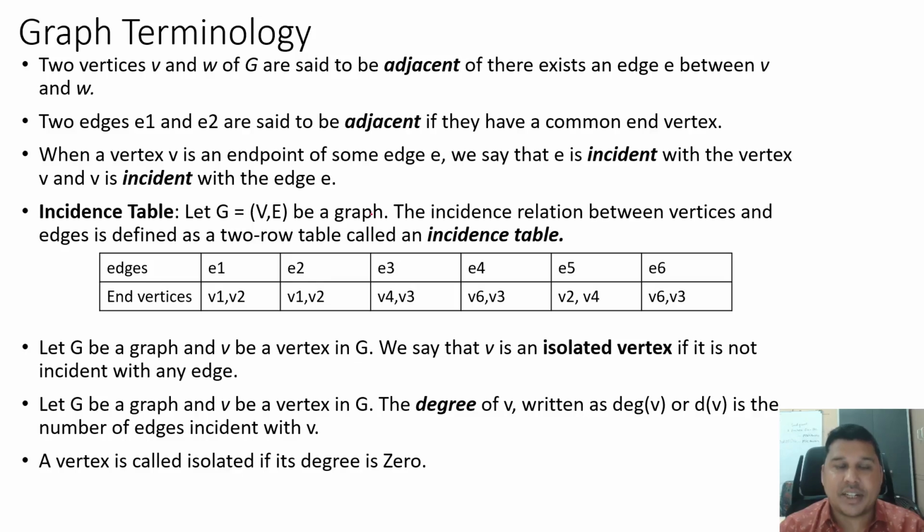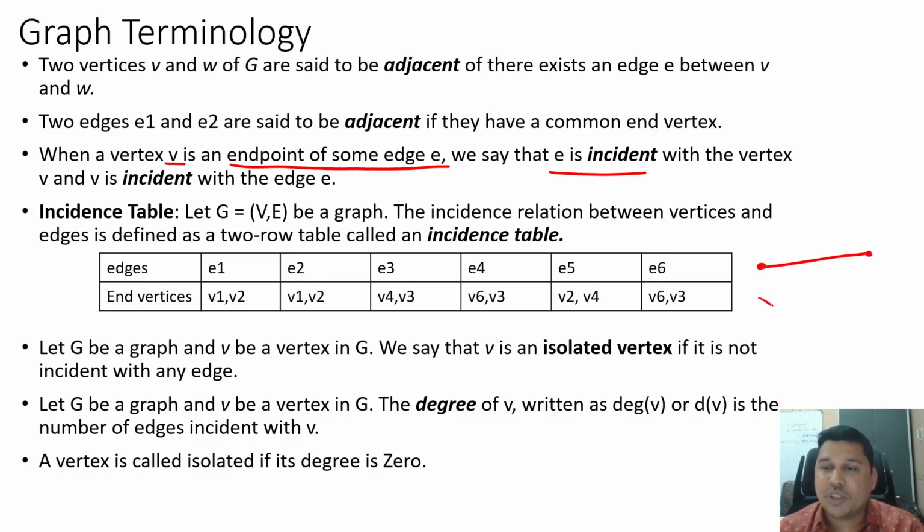The next one is incident. Whenever a vertex V is an endpoint of some edge E, then we say that E is incident with that vertex V, and V is incident with that edge E. There is an edge E1 with vertices V1 and V2. The endpoints of E1 are V1 and V2. Then we say that E1 is incident on V1 and V2. In the same way, V1 is incident on E1. So, whichever edge and vertex are related, we say they are incident to each other.